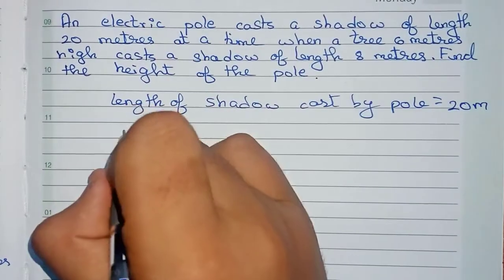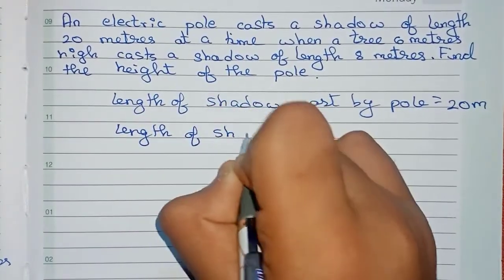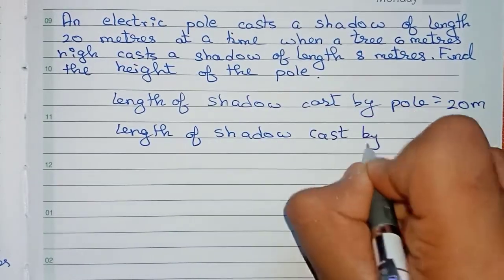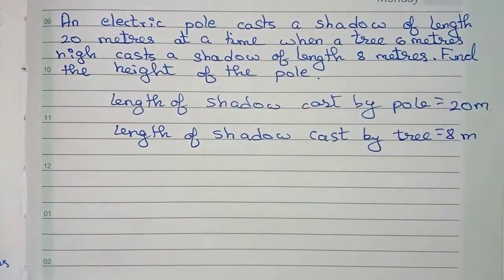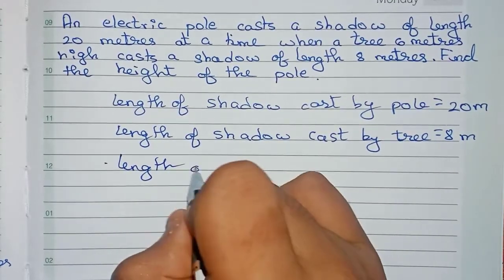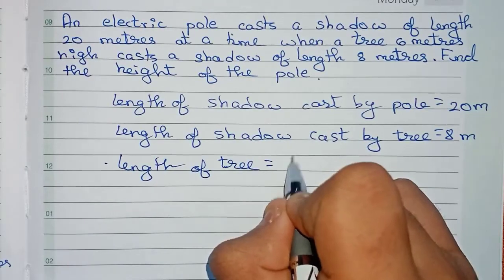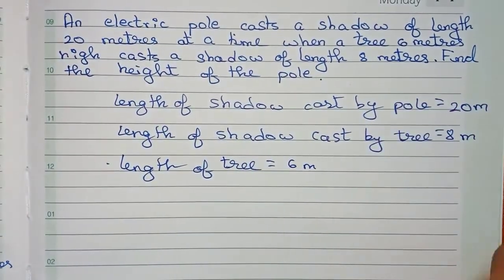Now the length of the shadow cast by the tree is given as 8 meters. Now I write the length of the tree, that means the height of the tree, that is given as 3 meters. Sorry, 6 meters. Now I have to find out the length of the pole.